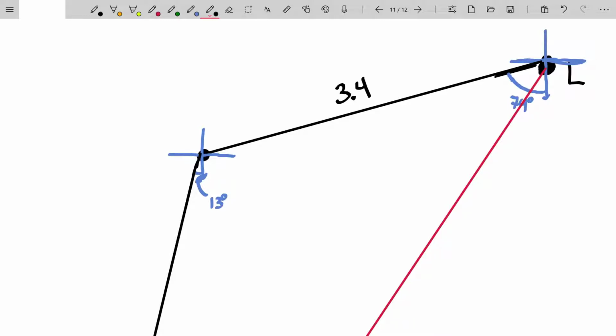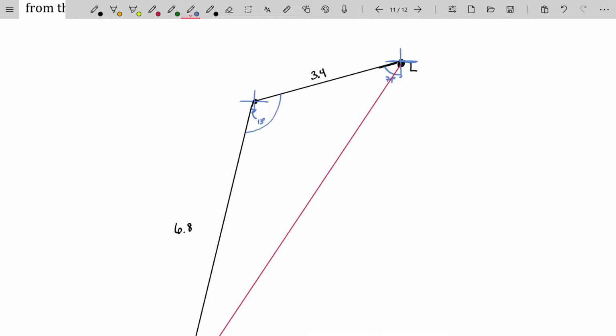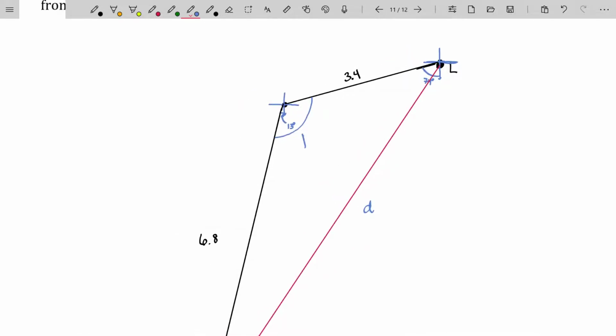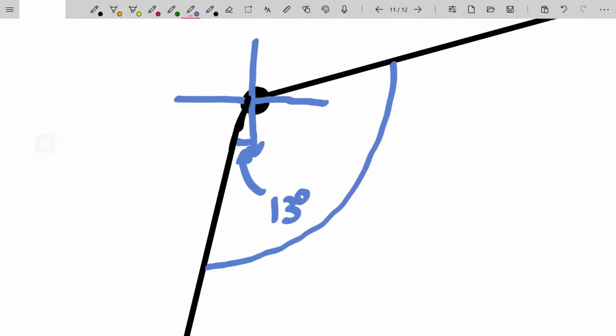Honestly, I'd love to have this angle right here, because if I did, then I could use the law of cosines to find out what this distance is. If I had that angle, then I could find the distance using the law of cosines. Well, I kind of do have that angle. I have 13 degrees of it here. I have 90 degrees of it here, and then what you think is an unknown angle there.